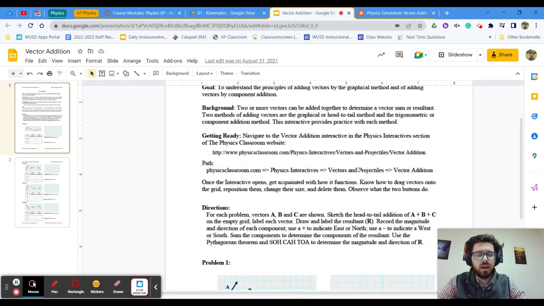A URL is right here. But if you just type into Google "vector addition interactive," it will come right up. And it's on the Physics Classroom website, which, if you haven't been to it before, is a super handy website for all sorts of definitions and concept builders and whatnot. So look around the website, but in the meantime, for the instructions for this video, you guys will use that in addition to the arrow feature on Google Slides to do your vector addition.